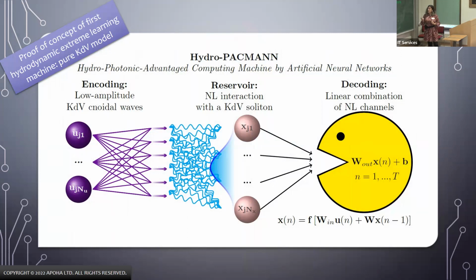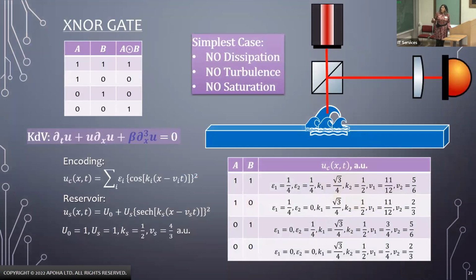So again, this is just a proof of concept, but I think it can be interesting for the purposes of this talk. I will now show you how to build a hydrodynamic extreme learning machine, so a reservoir computing with a complete feed-forward architecture, using just a pure KdV model in which we don't consider any refraction because we consider our trough as infinite. So in this case, the simplest case, again, no dissipation or turbulence. About saturation, I didn't talk. Sorry that I didn't remove this part.